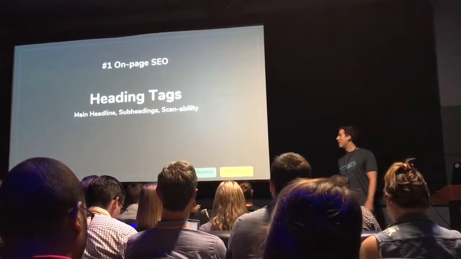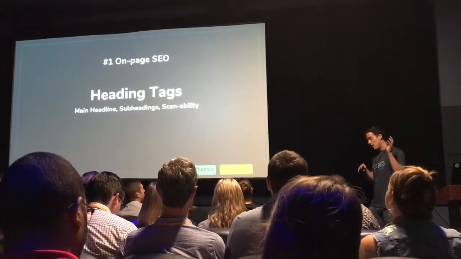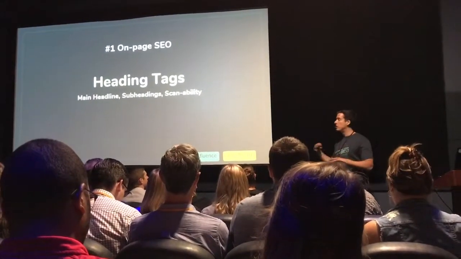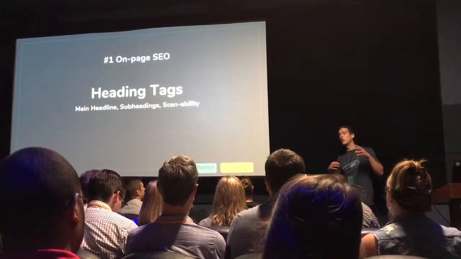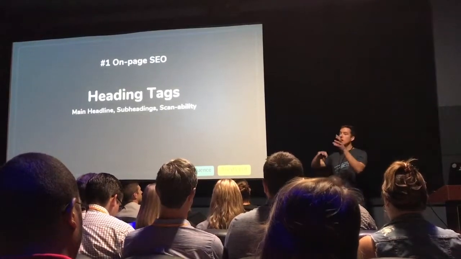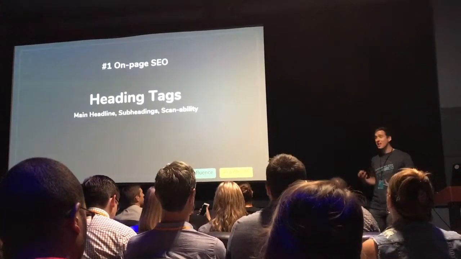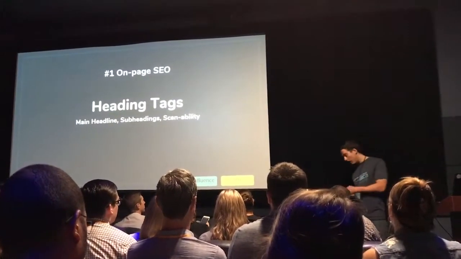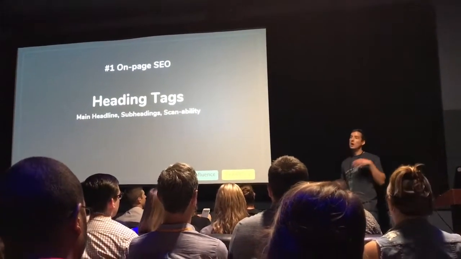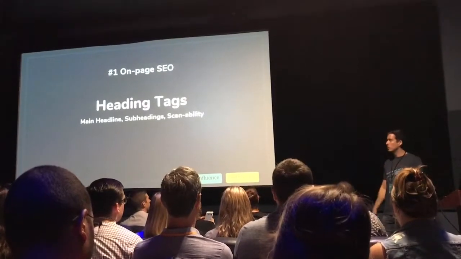Heading tags. These are just a hierarchy of tags from H1 to H6 that you use to showcase what your main headline is and then your various subheadings. You should be using headings for both search engines and users just to highlight the main topics of your page. Search engines look at this, and obviously it really helps with user experience.